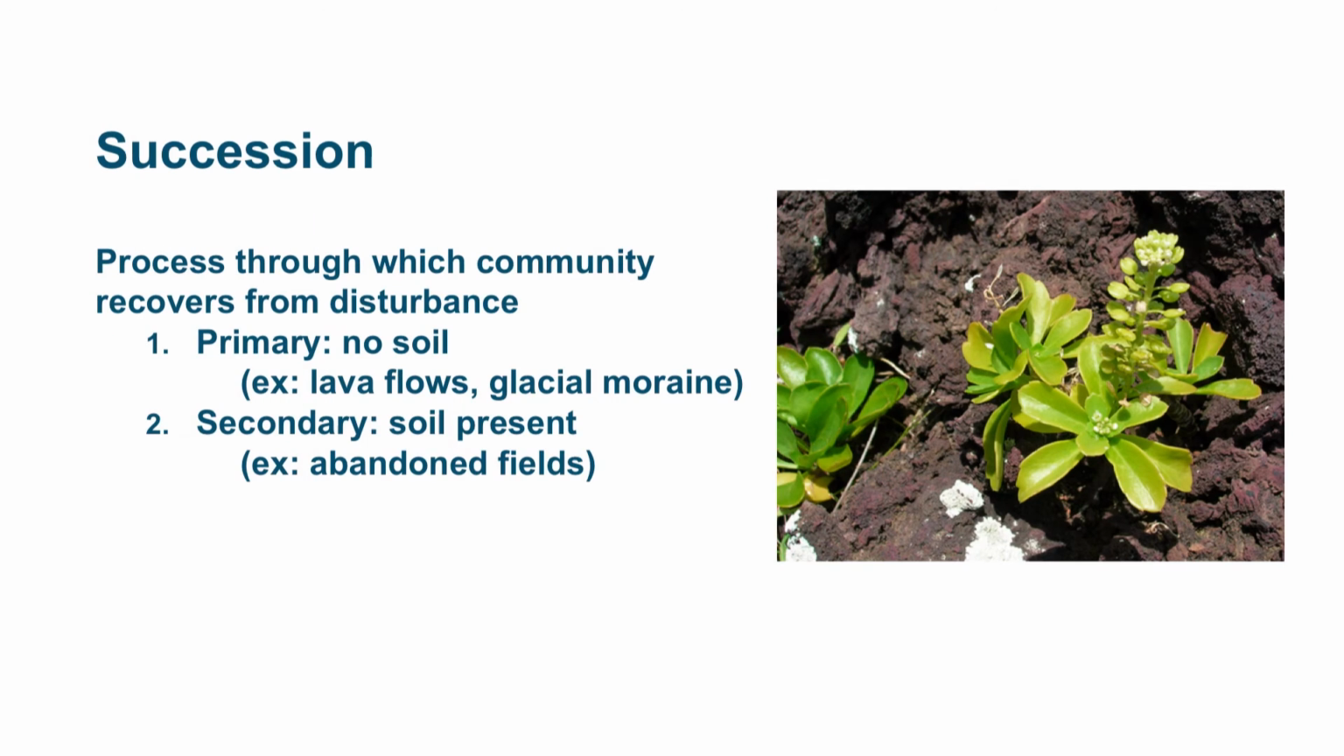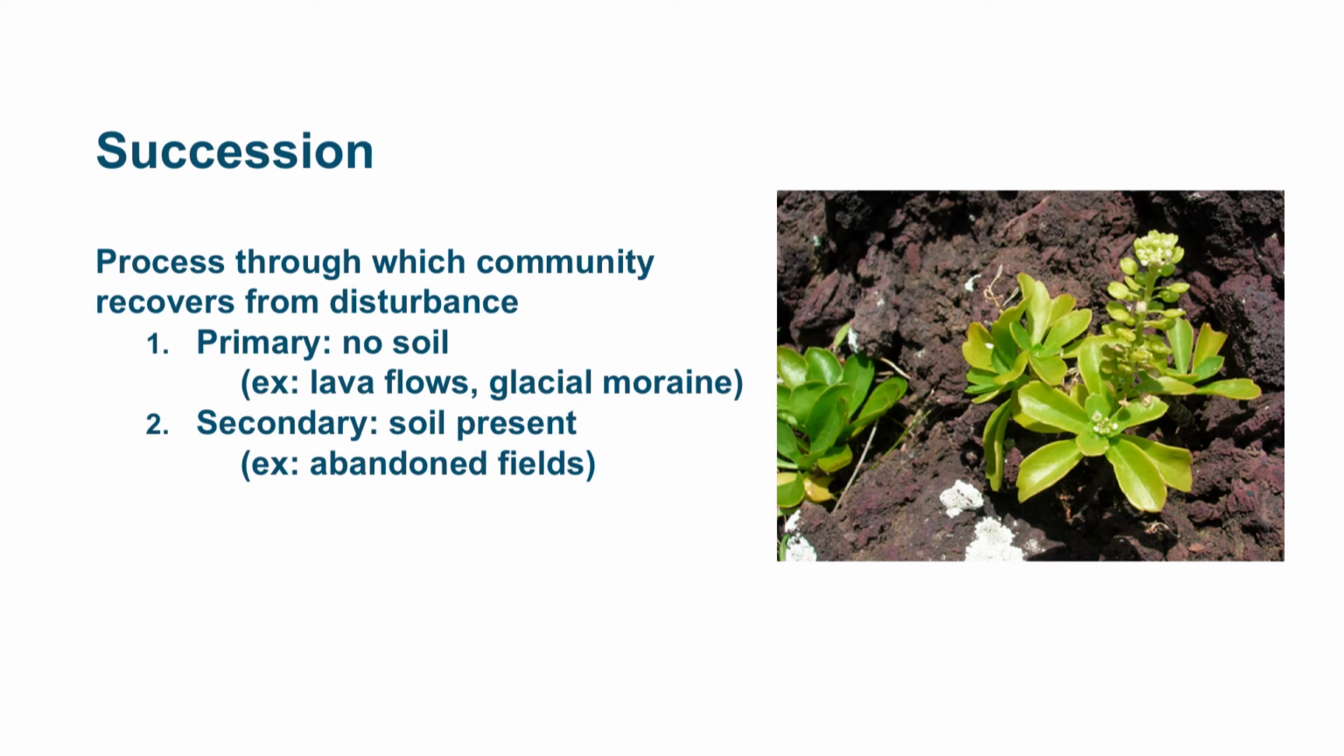And then we talk about succession. There are two different types. Succession is a process through which a community recovers from a disturbance. So for instance, this picture here is, you might be able to tell that these are volcanic rocks. And so these little plants that are growing here are some of the first that have colonized after the volcano erupted and covered this island in lava.